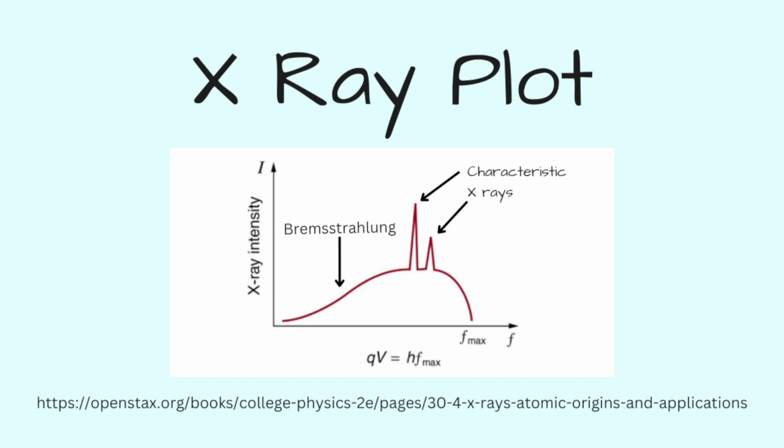The plot of the X-ray intensity versus frequency shows both types of X-rays. The smooth part of the curve is the X-ray spectrum due to Bremsstrahlung, and the sharp peaks are the characteristic X-rays. The highest energy X-ray equals the charge of the electron times the accelerating voltage, and that equals Planck's constant times the maximum frequency.